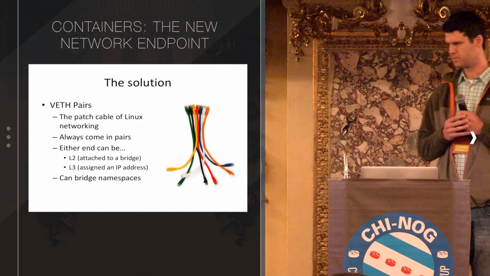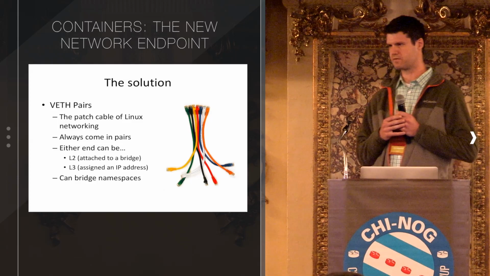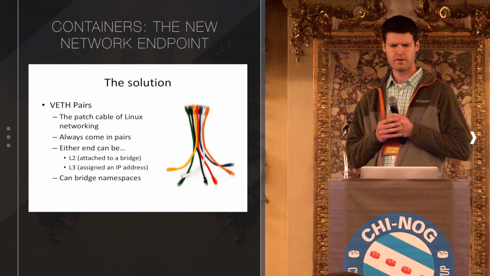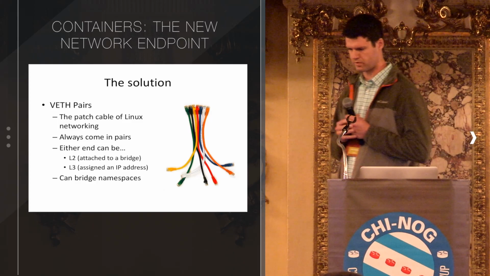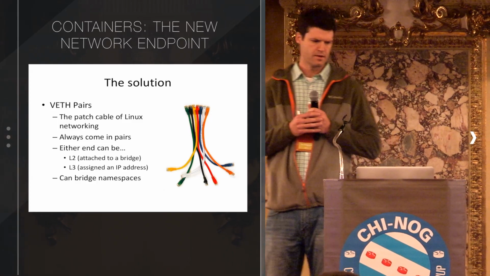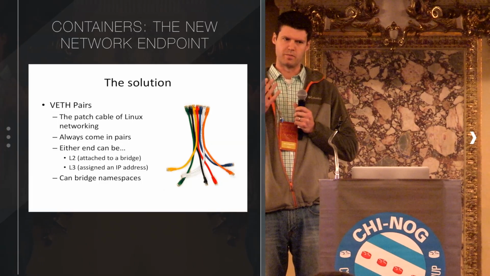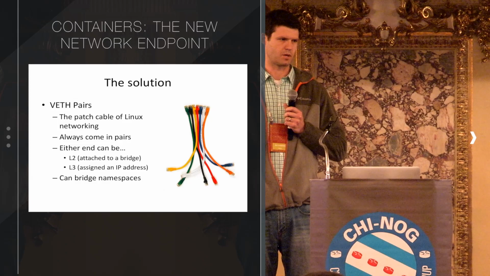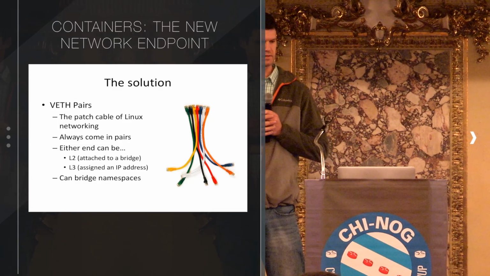The solution comes in the form of VETH pairs, and if you work with Linux networking for any period of time, this is a construct you're going to see over and over again. It's used widely. It's best to think of it as the virtual patch cable of Linux networking. When you define them, they always come in pairs. You'll get two interfaces, and the assumption is what comes in one interface will come out the other, right? It's just like a patch cable.